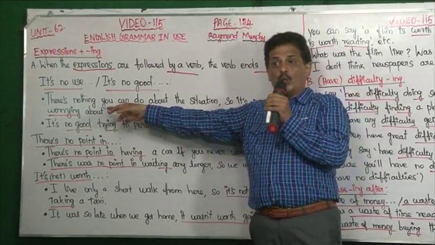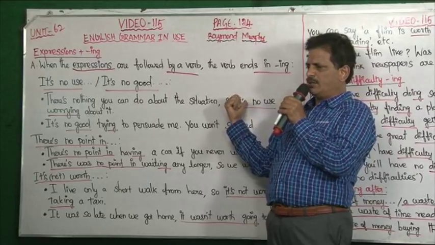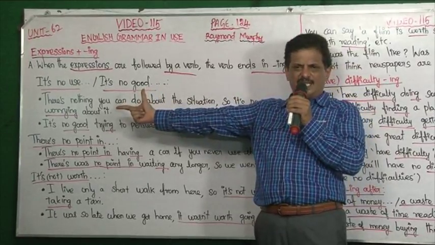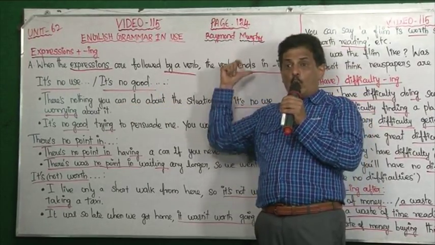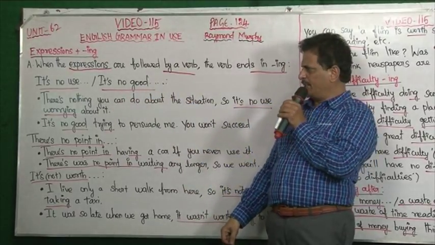Worrying about it, it is no use. After that, verb plus -ing: worrying about it. It is no use worrying about it.